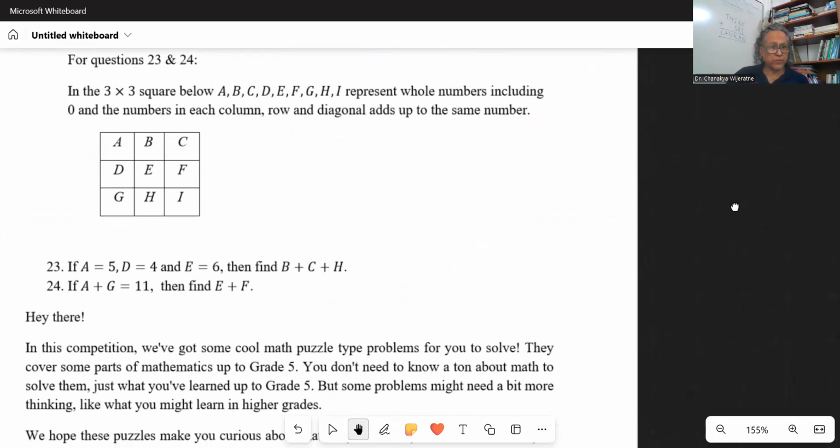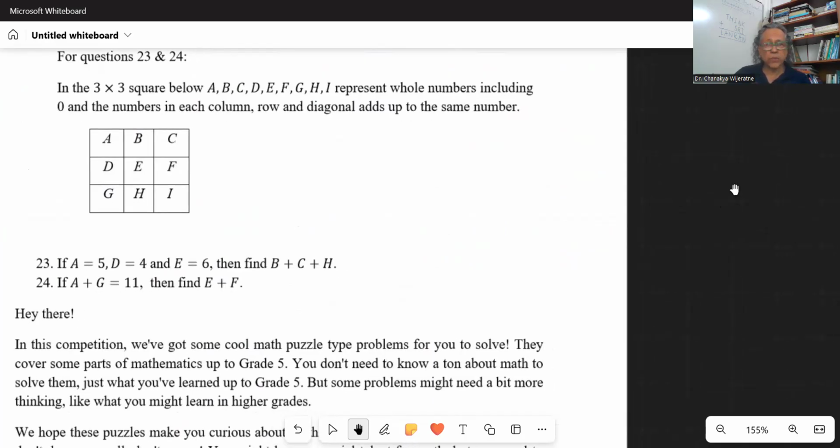Questions 23 and 24 are based on a magic square, a 3 by 3 magic square. Here the letters represent whole numbers, including 0, and the numbers in each column, row, and diagonal add up to the same number. We are given A, D, and E. We need to find the sum of B, C, and H.